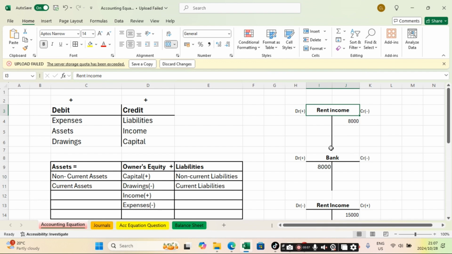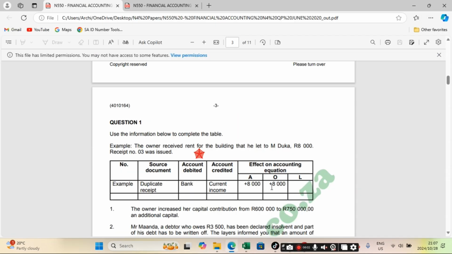So this is our account debited, account credited. Straightforward. So hence why here on this question paper we have our bank as the account debited, and then we have our current income under our credit side. Going into our accounting equation.